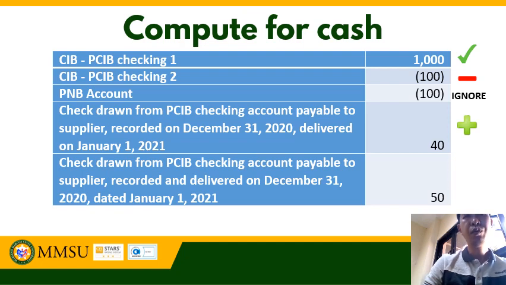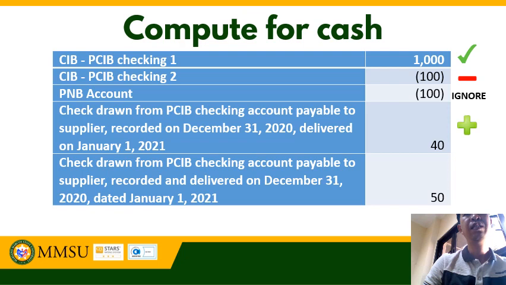In the next item, this is also another transaction pertaining to your PCI Bank. So you have a check drawn from PCI Bank checking account payable to supplier, recorded and delivered on December 31, 2020. So the record na deliver, tama na ba? Na-deliver na eh. Hindi, merong dugtong. Sabi dito, dated January 1, 2021. So, ano nang tawag dito? This is post-dated check. So, binigay mo na sa supplier as of December 31, pero hindi pa siya dated.